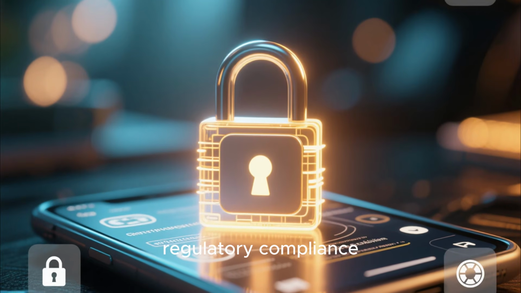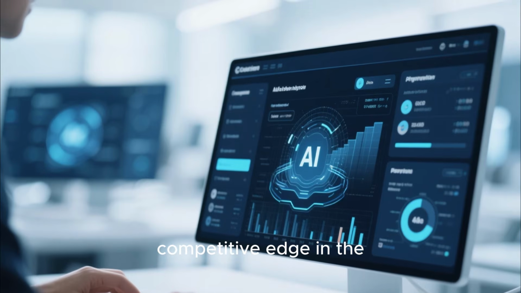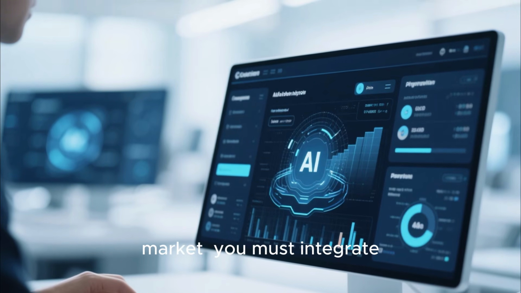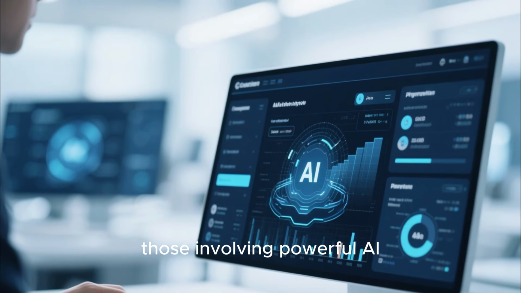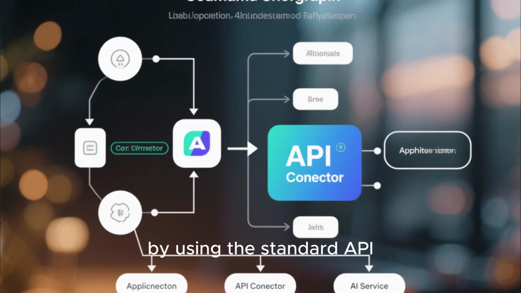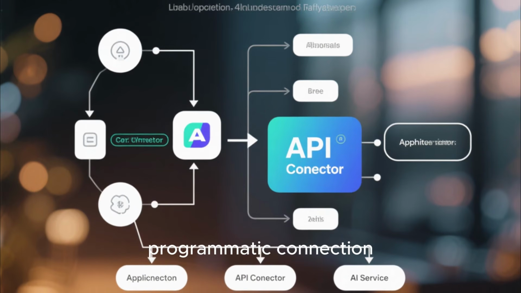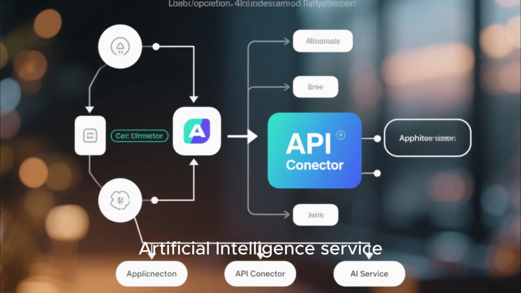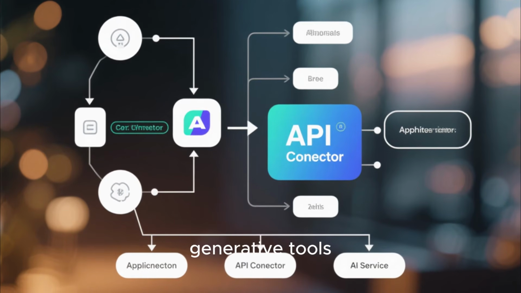and future regulatory compliance. To gain a significant competitive edge in the market, you must integrate advanced features, particularly those involving powerful AI functionality, by using the standard API connector plugin to establish a secure programmatic connection to an external artificial intelligence service like an OpenAI model or similar generative tools.